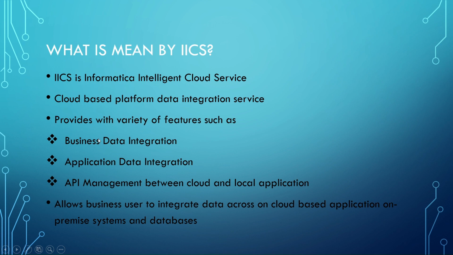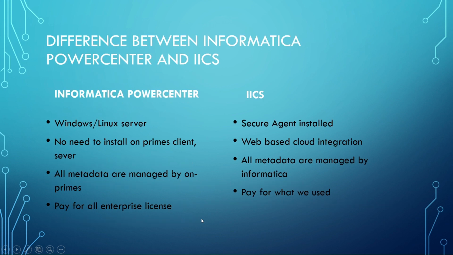First, business data integration. Second one is application data integration. Third one is API management. The API management is managing the connection between the cloud and our local applications. Also, IICS allows a business user to integrate their data across cloud-based applications, on-premises systems and databases. Now we can see the difference between Informatica PowerCenter and IICS.